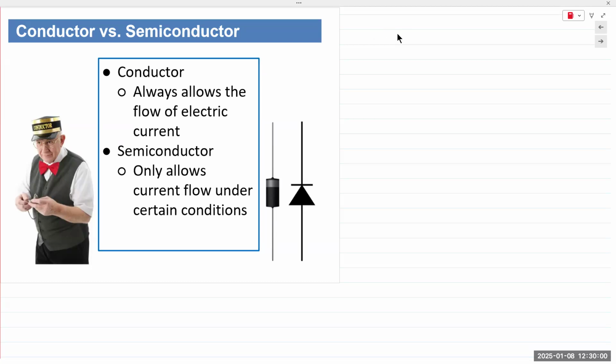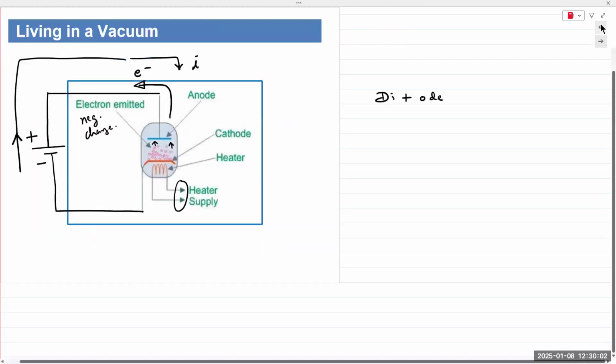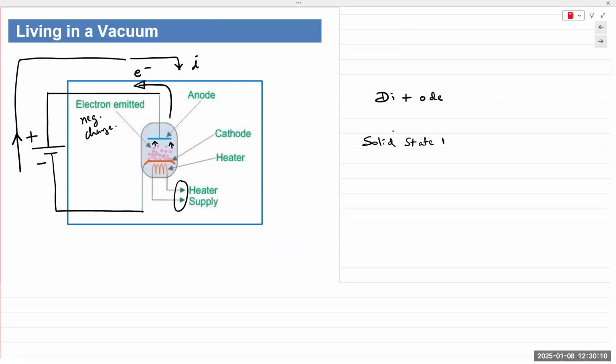Actually, you know what? Let's go to the previous slide. That's a better place rather than this one. So, solid state electronic device.